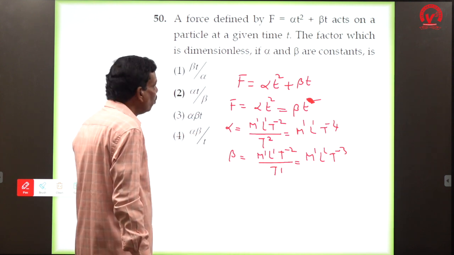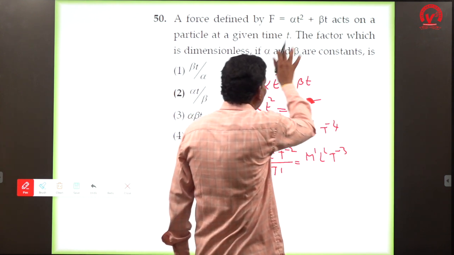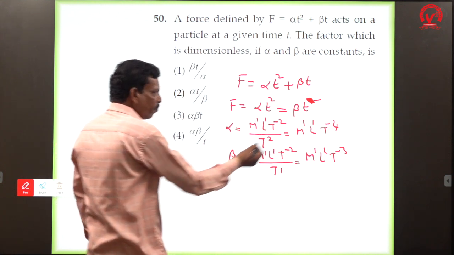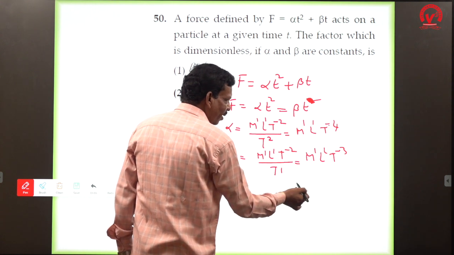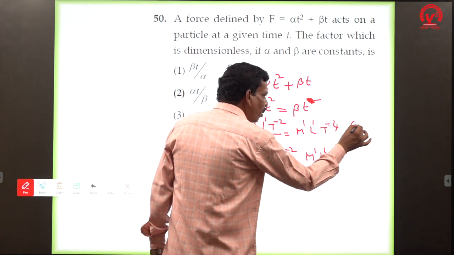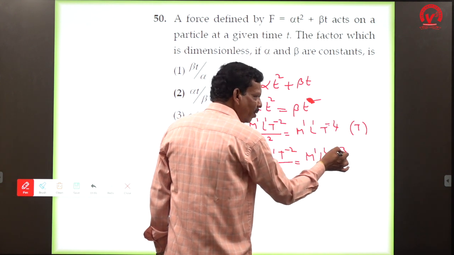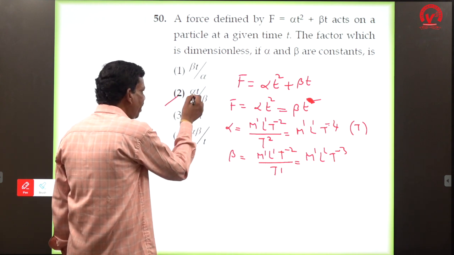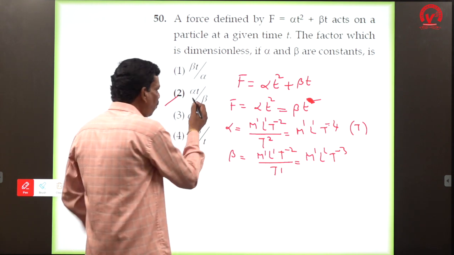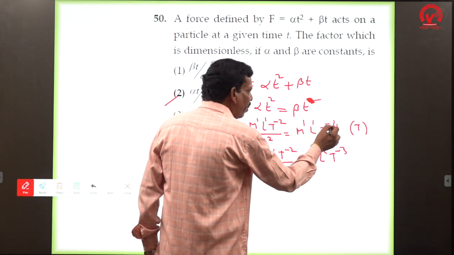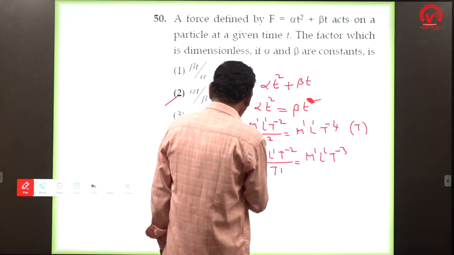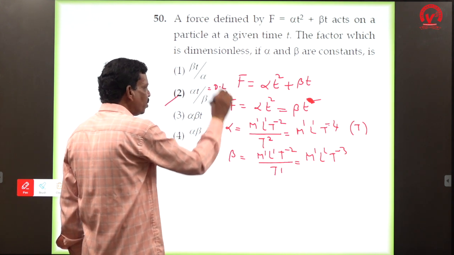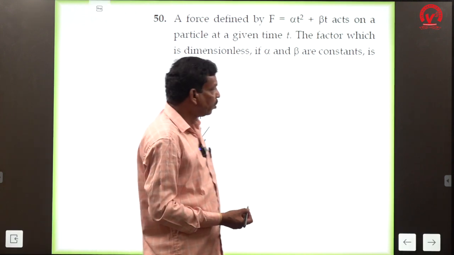See, what do you understand here? We need a dimensionless quantity. The T minus 4 is there. We can multiply by T, making it T minus 3, the same value we get. That means alpha T by beta. Alpha T is M1 L1 T minus 3, and beta is also M1 L1 T minus 3. Both get cancelled, and we get a dimensionless quantity. Okay, students. Thank you.